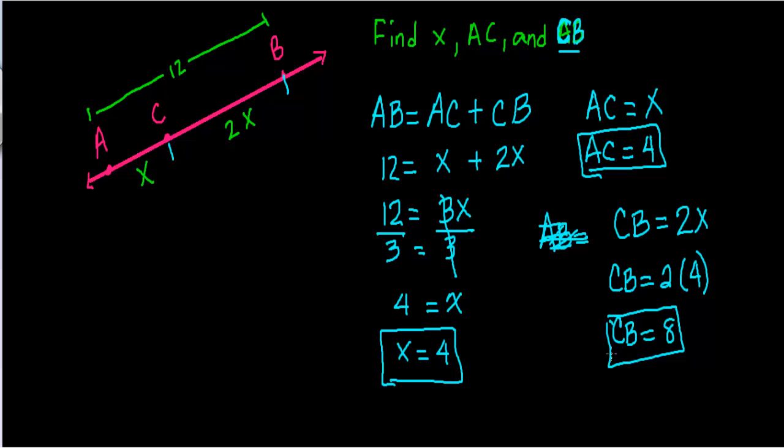And we can check. If x is equal to 4, that means if this measure from here to here is 4, and this measure from here to here is 8, then the whole thing should measure 12. And it does. 8 plus 4 is 12. And there you have it. We'll do another example with algebra.